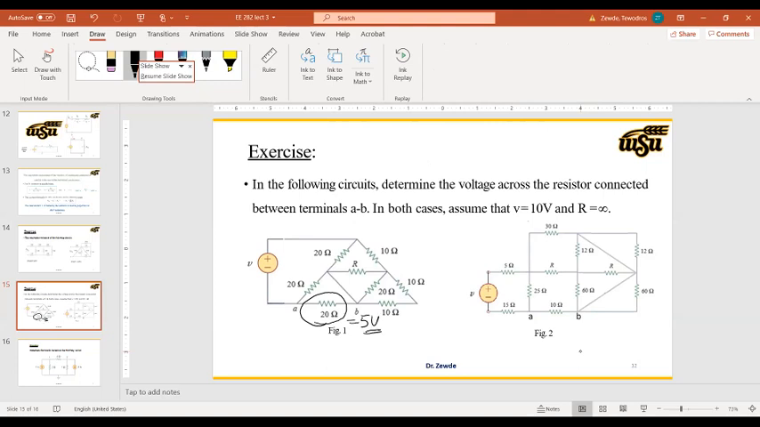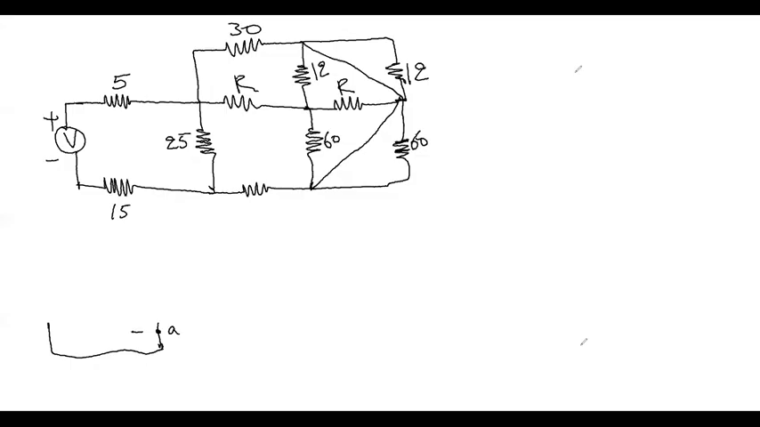Now, let's do the second case. Again, in the second case, Vs is still 10 volt and R is infinity, but now we want to determine the voltage across that component. So first, let's build a circuit. Okay, let me change the color. Now we can see that we have a short circuit here. This is a short circuit.